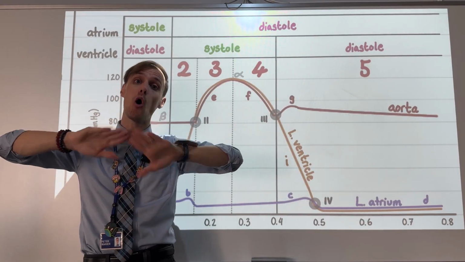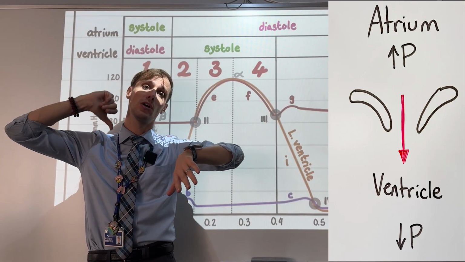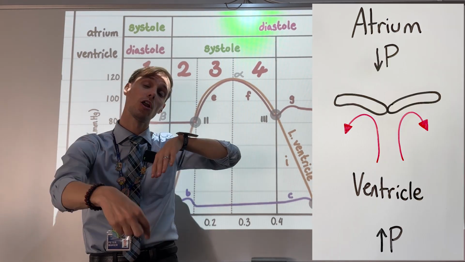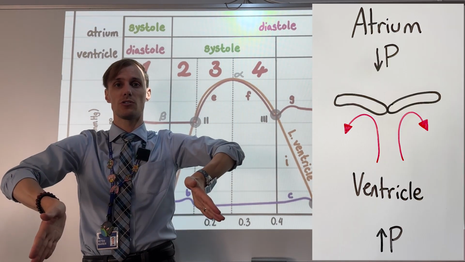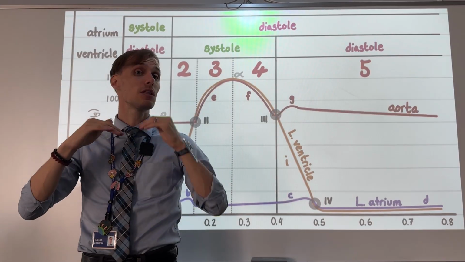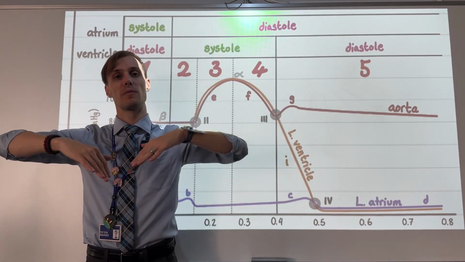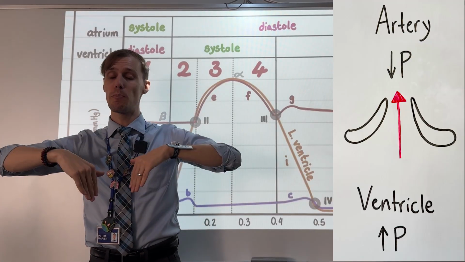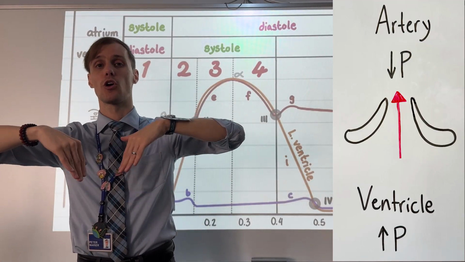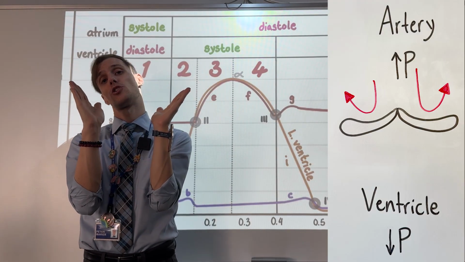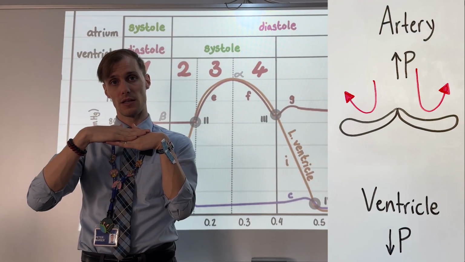So they're going to be open when the pressure in the atrium is greater than the pressure in the ventricles. They're going to close when the pressure in the ventricles is higher than the atrium, preventing backflow. Semilunar valves want blood to flow from the ventricles to the arteries. So they're going to be open when the pressure in the ventricles is greater than in the arteries, and they're going to close when the pressure in the arteries is greater than in the ventricles.